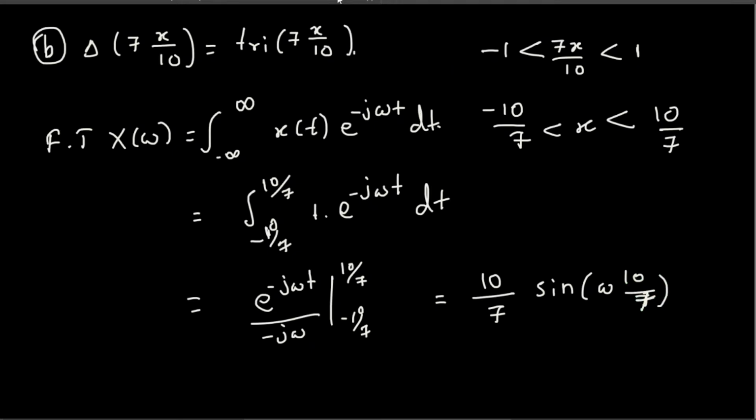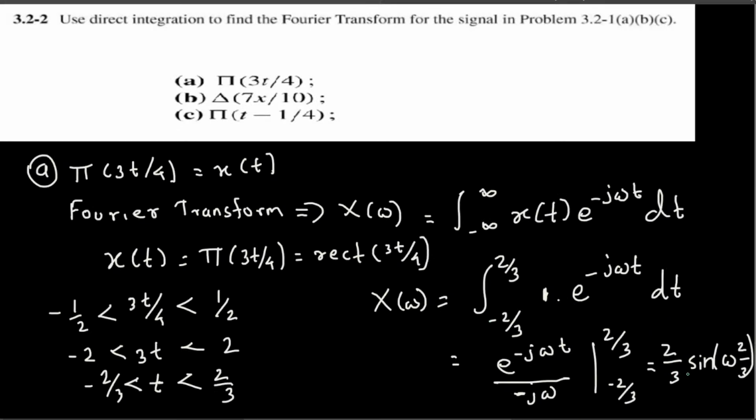Similar to before, when we convert into sine, the negative will go away, and we will have the same limit on both sides.